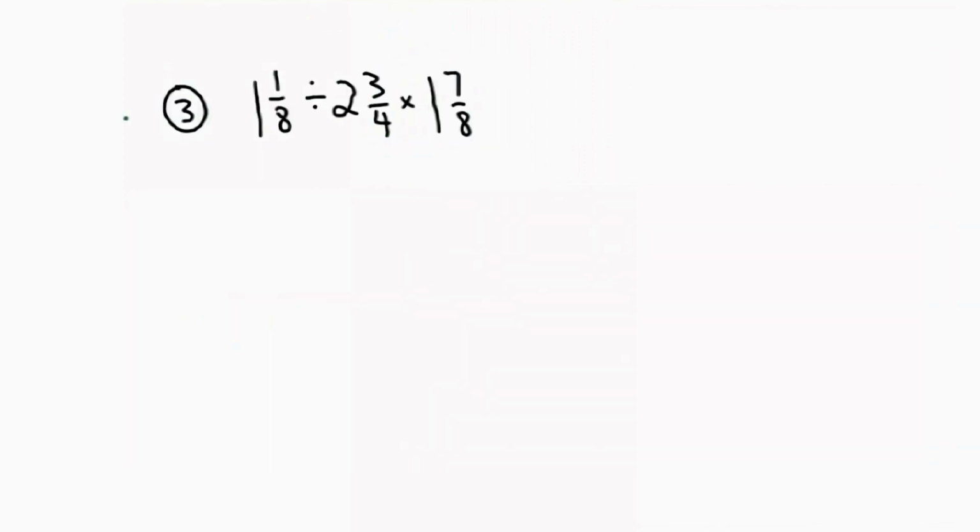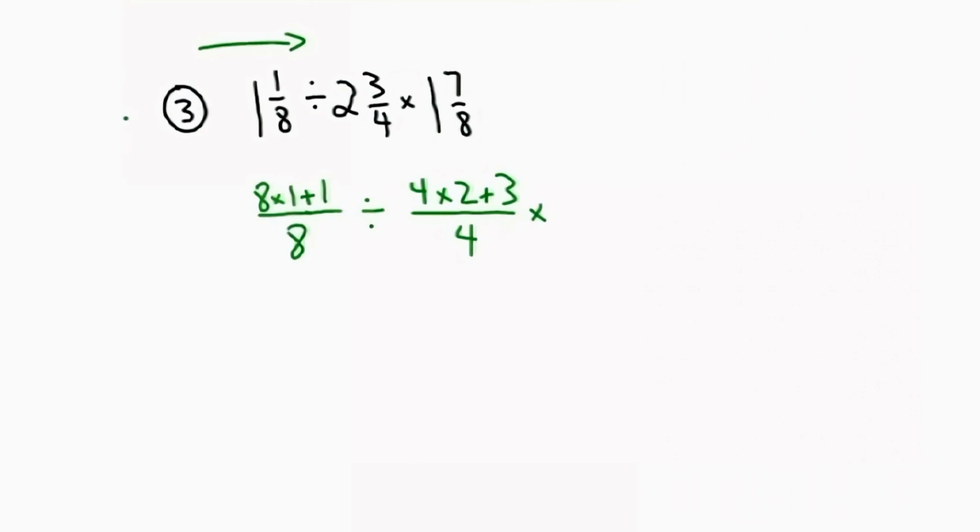And in the third practice problem, now we've got a division and a multiplication. Because they're division and multiplication, it doesn't really matter the order that we do them in, but let's do them from left to right. So hopefully you're getting better at converting mixed fractions into improper fractions. In the first fraction, we have 8 times 1 plus 1 over 8, divided by 4 times 2 plus 3 all over 4, times 8 times 1 plus 7 all over 8.